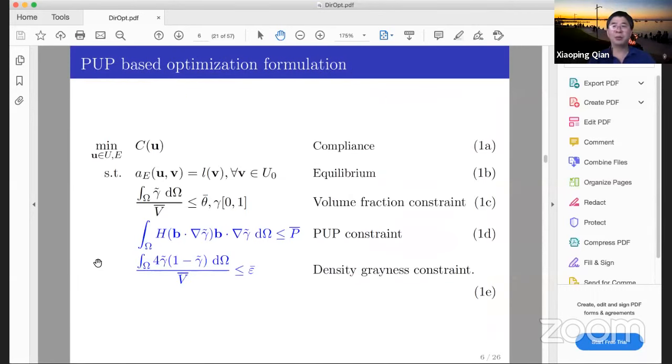It's reasonably straightforward. Here, we give the formulation: minimum compliance, equilibrium equations, volume constraint. This is a PUP constraint, how much PUP we allow. And in our earlier formulation, we also added a density greyness constraint. More recently, our students have been reporting that this may not be needed if we use other material interpolation or play with the Heaviside filter.